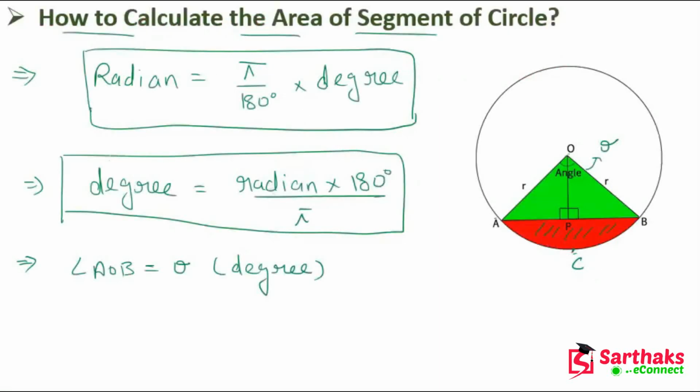This segment area ACBA. Okay, so this is what? This is the area of sector minus area of this triangle. So we can find the area of segment by subtracting the area of triangle from the area of sector. So that's the method to find the area of segment.